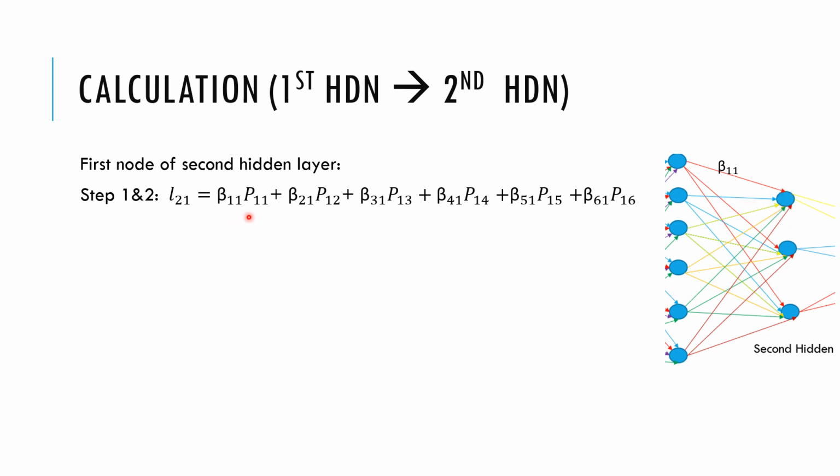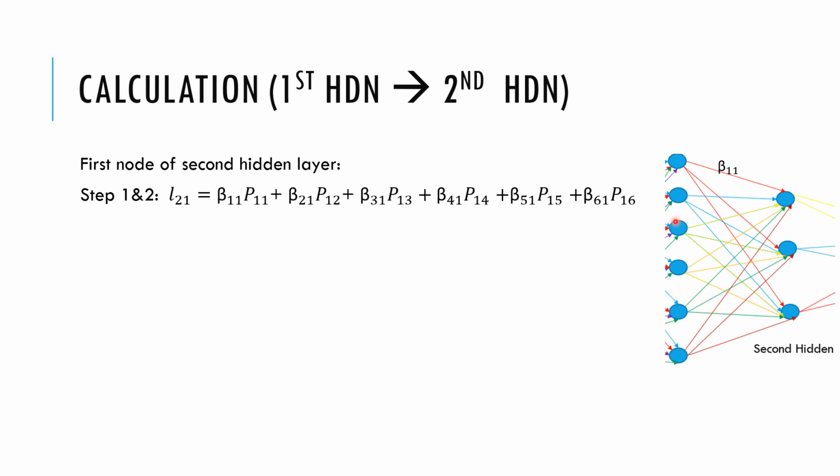So again, it's beta 1 P11, beta 21 P12, beta 31 P13, beta 41 P14, beta 51 P15, beta 61 P16. So this is what it is.